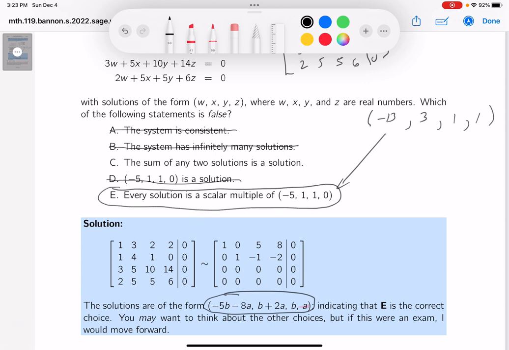Now, if you want, you could verify the other one by picking some arbitrary constants, C and D, instead of A and B, and you could show that that's okay. All right. Again, I'm going to choose E. E is the correct choice. Thank you.